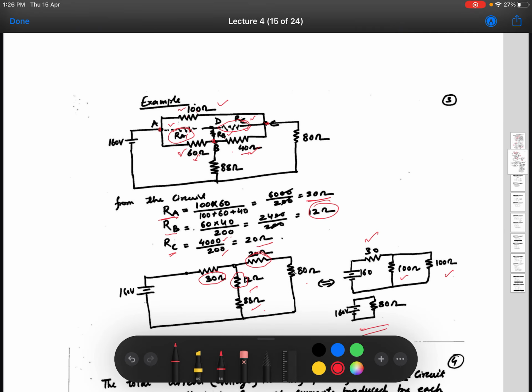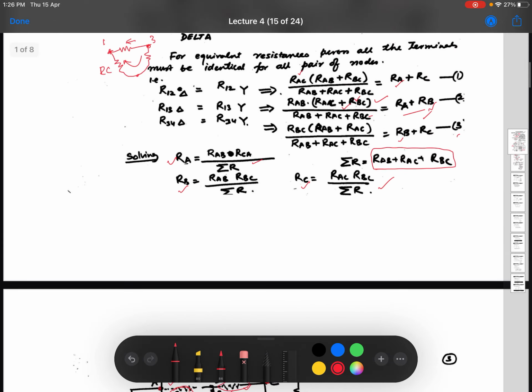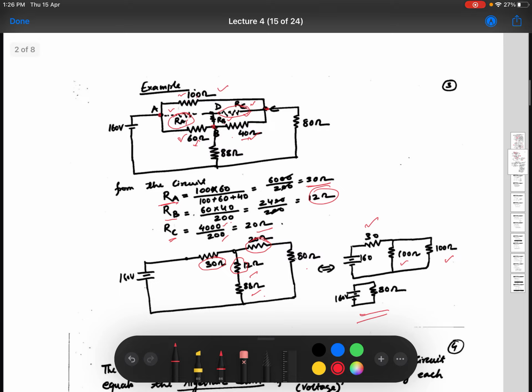So this transformation can help you. Sometimes you may like to convert from delta to star, and here we have done delta to star. Sometimes you may like to convert from star to delta, so you will need a different formula, which you can easily get by solving these three equations the other way around. Okay, so I'll stop.